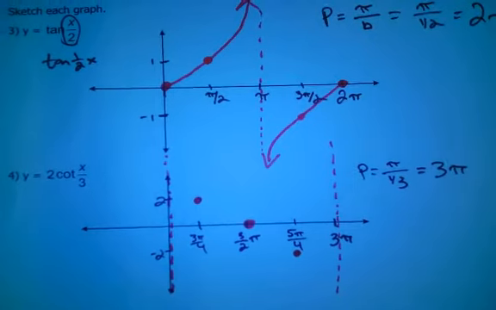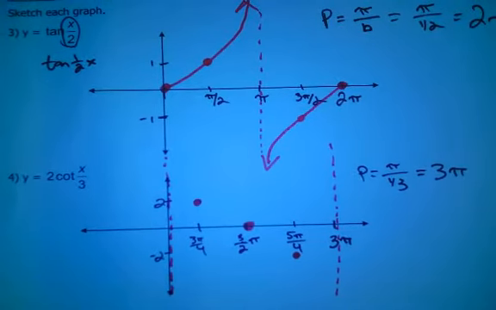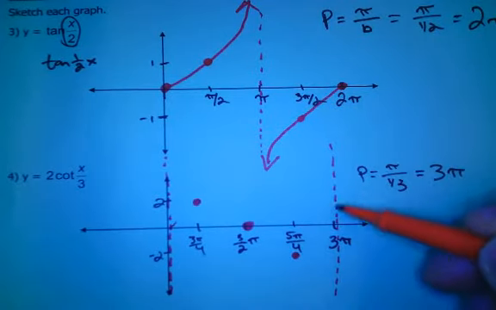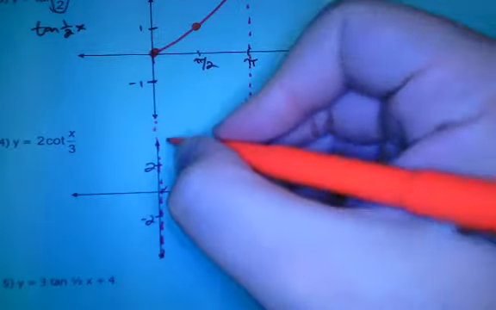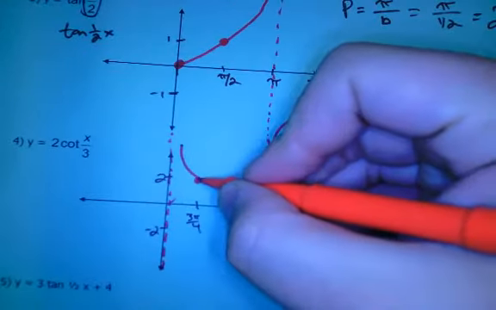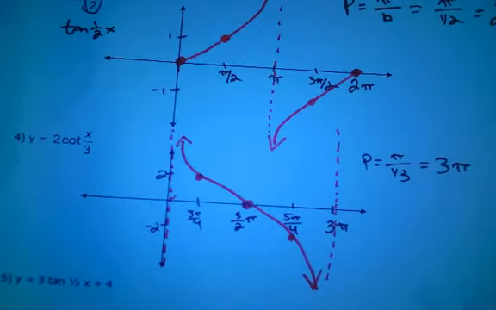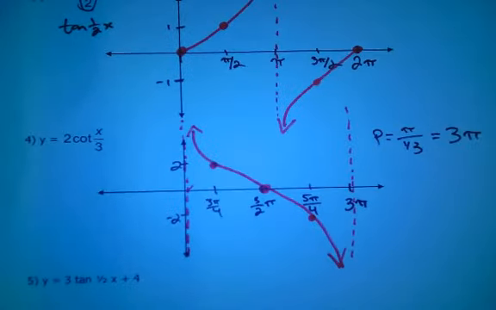So tangent and cotangent are almost the same. Okay? The only thing we're doing is we're flipping zeros. Zeros are asymptotes. Asymptotes are zeros. That's the only thing we're changing. Okay? So zeros are asymptotes. Asymptotes are zeros. And then I'm going to go ahead and sketch this little guy right here. Here he is. There is cotangent.